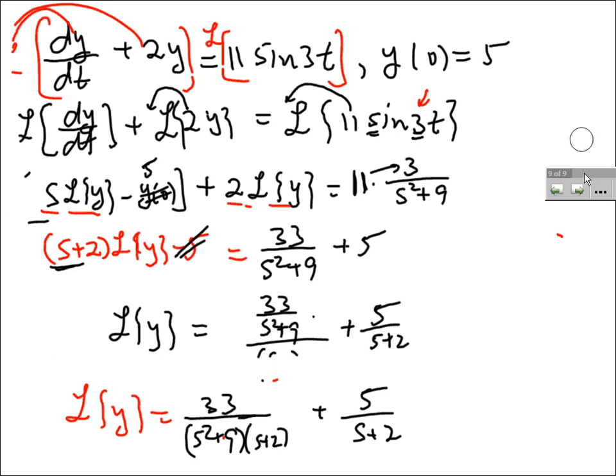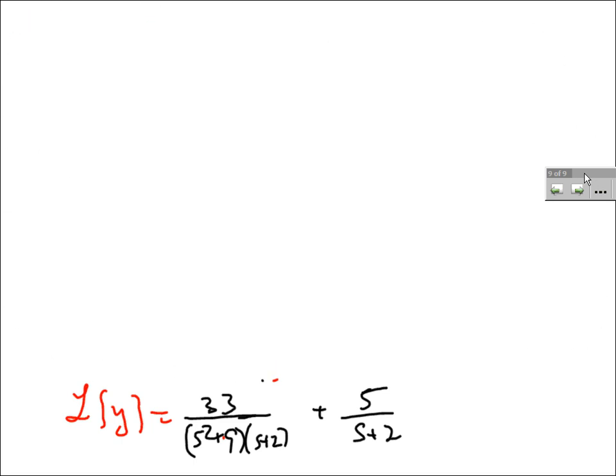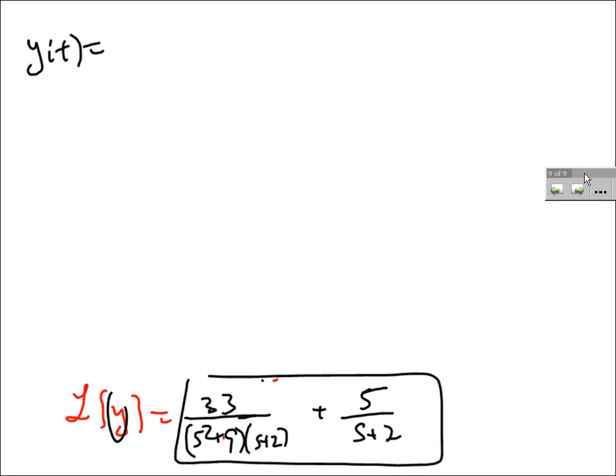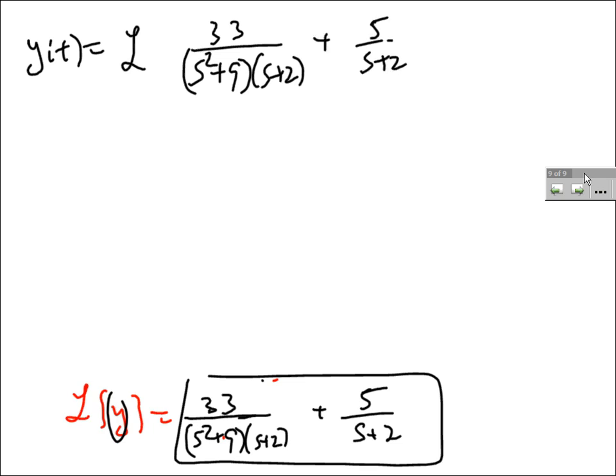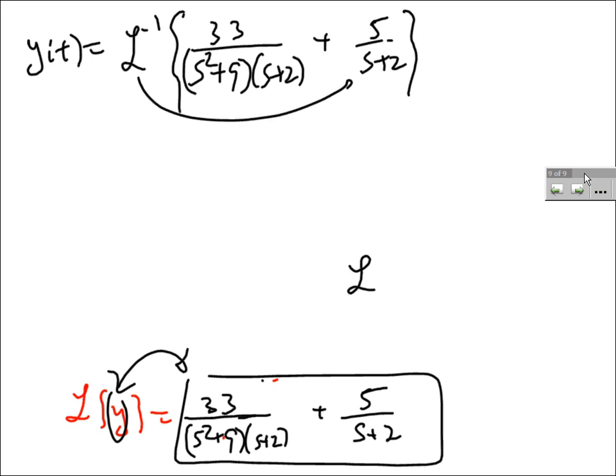So let me erase most of this. So that tells me that y, which is a function of t, y of t, I'm just going to interchange those two, is equal to L of 33 over (s squared plus 9) times (s plus 2) plus 5 over s plus 2. Except if you switch these two, the L has to become L inverse. Now, I know L inverse of that, and that's going to be an easy one.